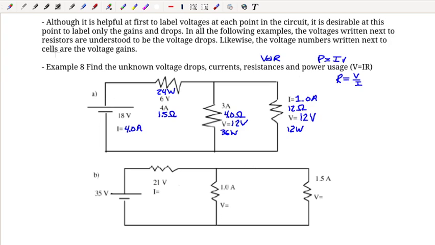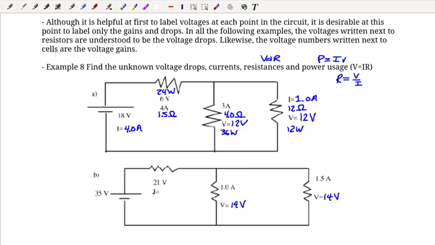Let's take a look at letter B. I've got 35 volts coming out of my battery. Don't know how much current there is. 21 voltage drop here, so that's going to leave me with only 14 volts to keep going. Is that right? Yes, 14 volts to keep going. So making a complete circuit, those 14 volts have to be lost in each path. To make a complete path, 21 plus 14 is going to give me my 35 volts total.